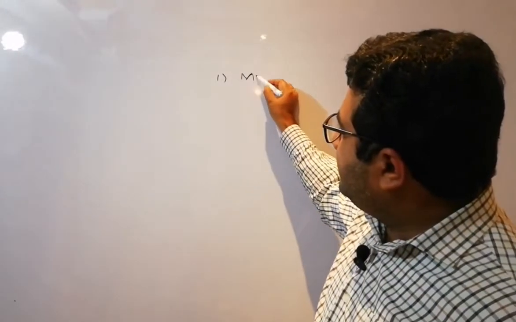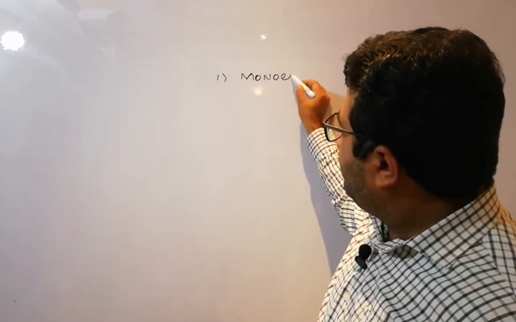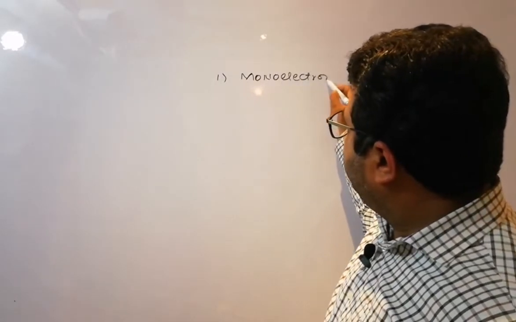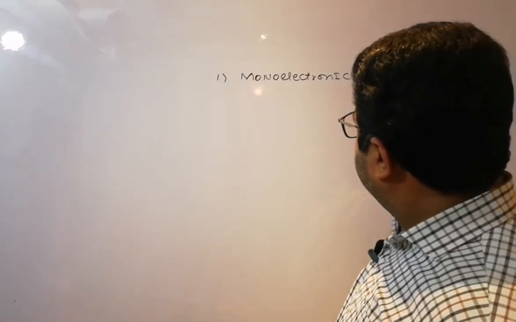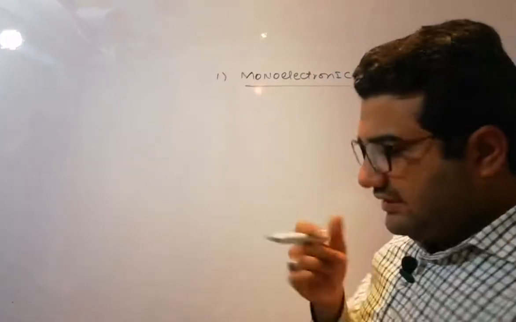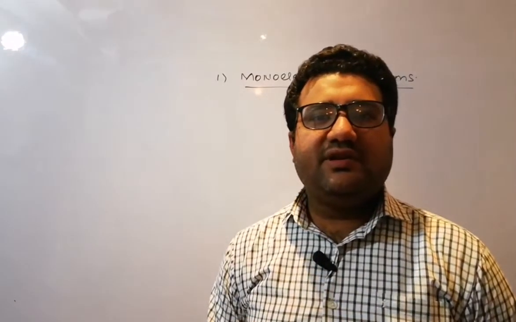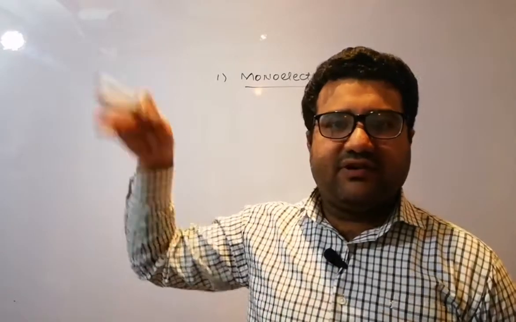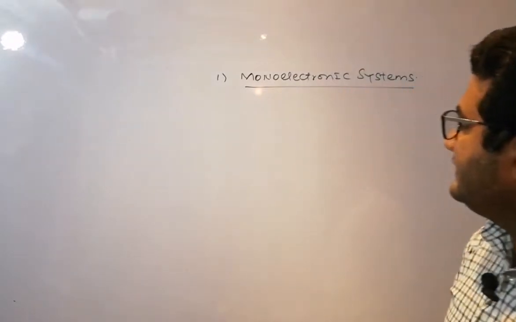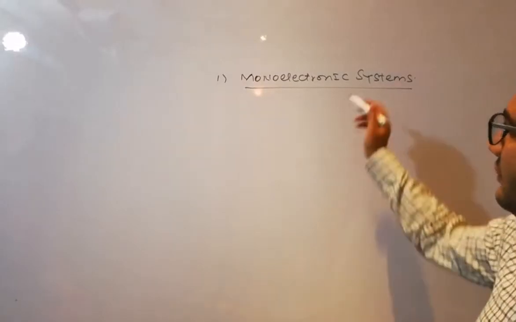Bohr's model only explains monoelectronic systems. Let me tell you one thing. Of all the atoms in the periodic table, the atomic emission spectrum of hydrogen is the simplest because there is only one electron, so that will transit between the different energy levels. Bohr's atomic model can only explain monoelectronic systems.